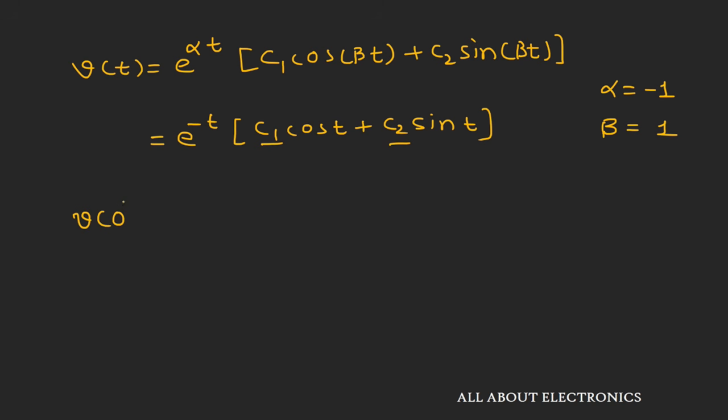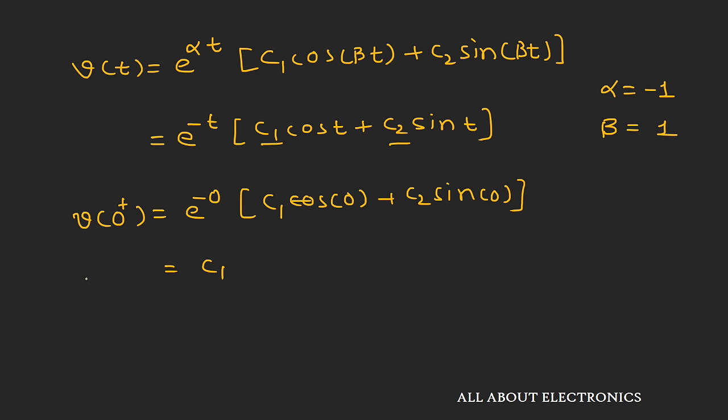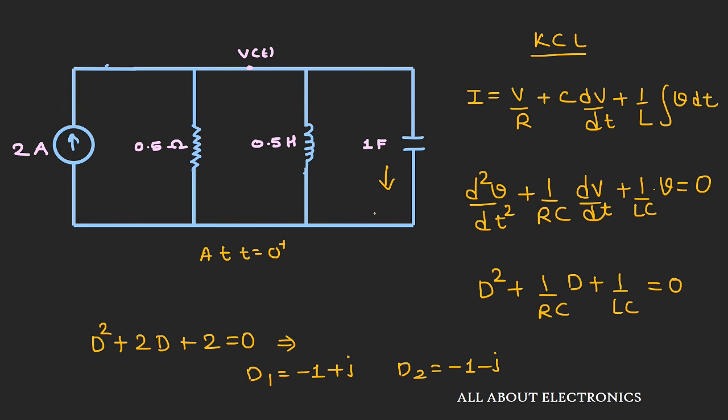So first of all, let us see the initial condition at time t is equal to 0 plus. At time t is equal to 0 plus, we can write this equation as e to the power minus 0 into c1 cos of 0 plus c2 sin of 0. So we will get c1 is equal to v of 0 plus, and as we know, all the initial conditions in our circuit are 0, so the value of c1 will be 0. Now in this circuit, at time t is equal to 0 plus, this capacitor will act as a short circuit, so the entire 2 ampere current will flow through this 1 farad capacitor.